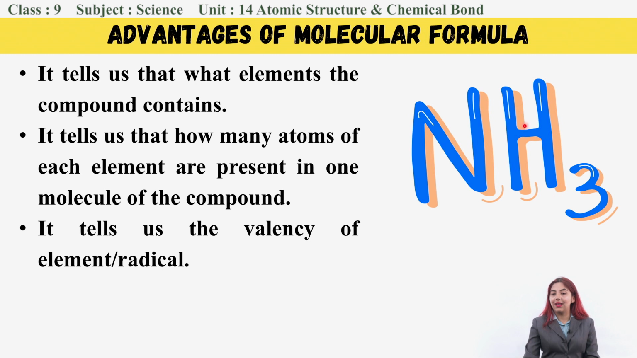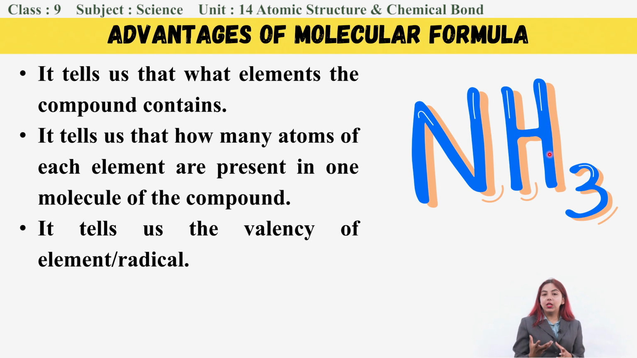And the final thing it says is, it also tells us the valency of the element and radical in most of the cases. Like here you can see that the valency of hydrogen is given to nitrogen, so the valency of hydrogen is 1, and the valency of nitrogen is given to hydrogen by the criss-cross method, so you can say that the valency of nitrogen is 3.